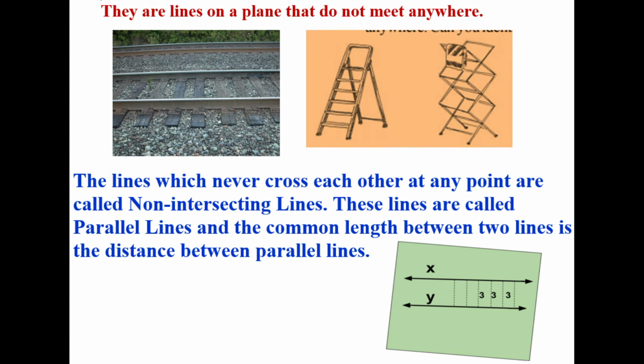Parallel lines are lines on a plane that do not meet anywhere. That is called parallel lines. So the parallel lines are lines on a plane that do not meet anywhere.